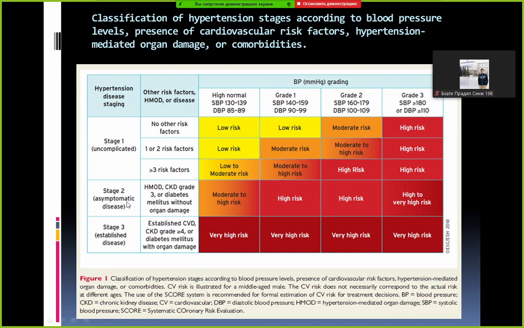For example, if patient has high blood pressure and left ventricle hypertrophy, it will be the second stage of arterial hypertension. But if the patient has high blood pressure, left ventricle hypertrophy, and symptoms of left ventricle heart failure, such as dyspnea on physical activity, he will have stage 3 of arterial hypertension.